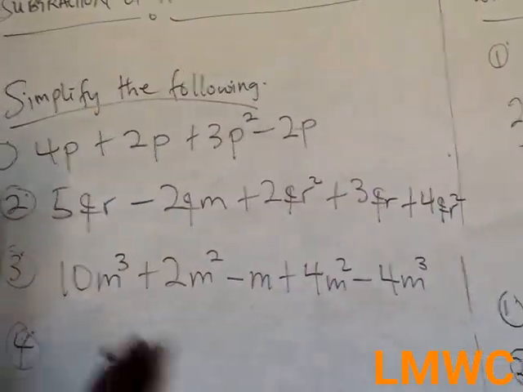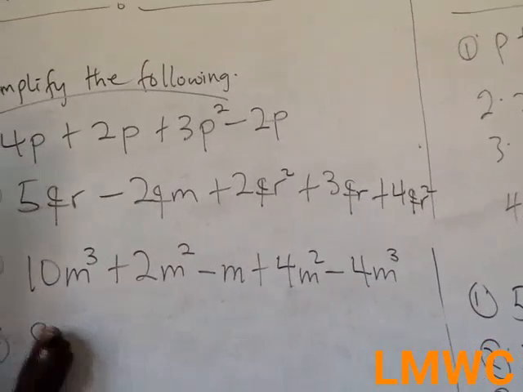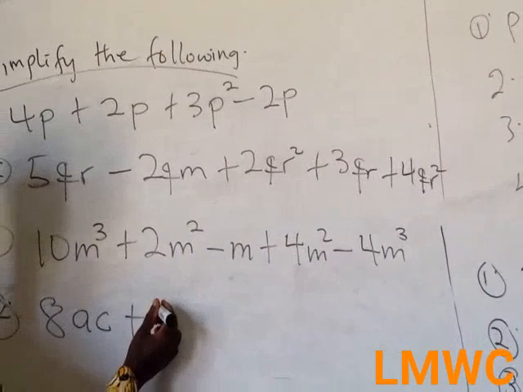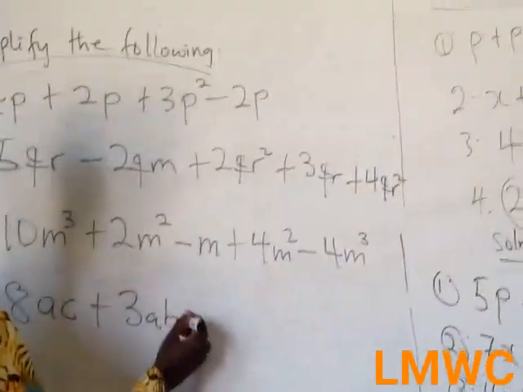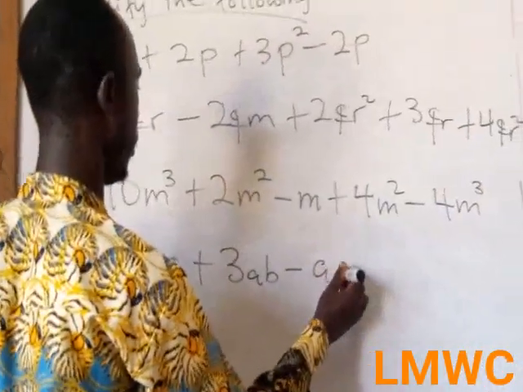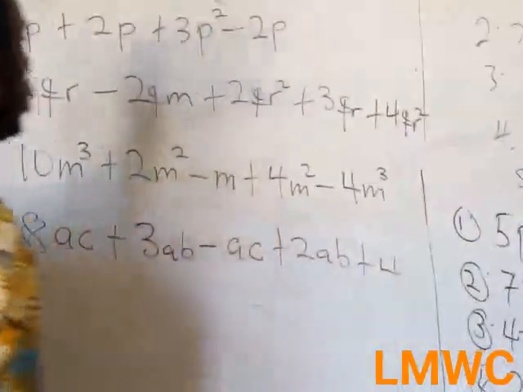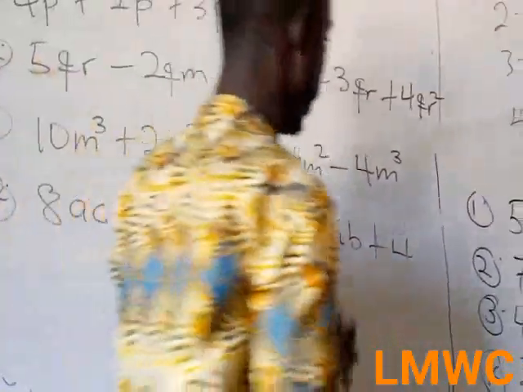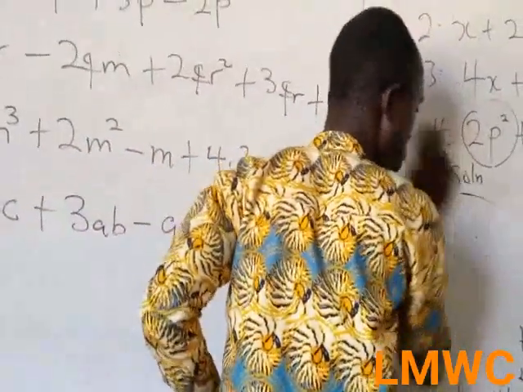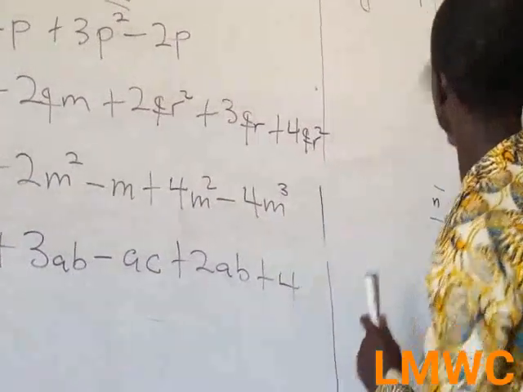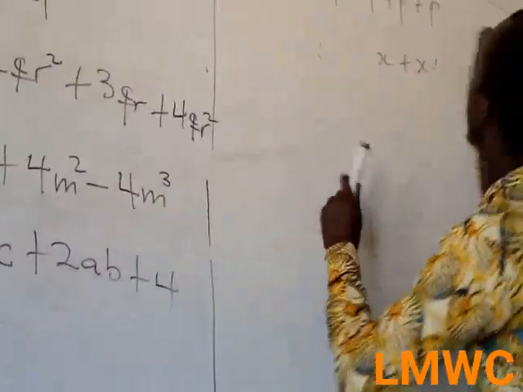4. 8ac plus 3ab minus ac plus 2ab plus 4. You have been asked to simplify this expression. So I have now combined addition and subtraction of algebraic expressions.